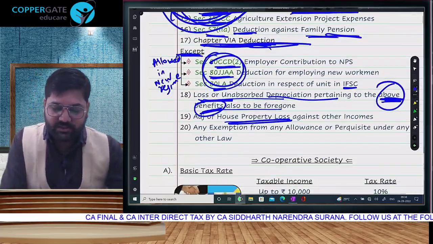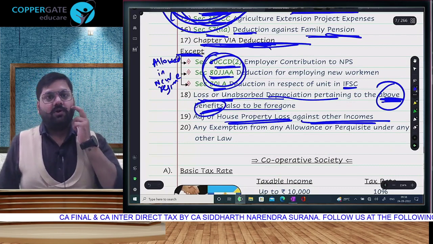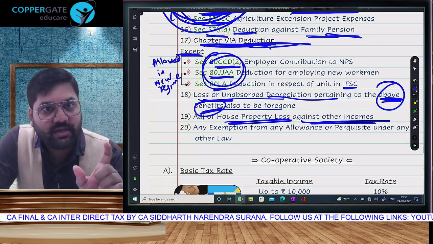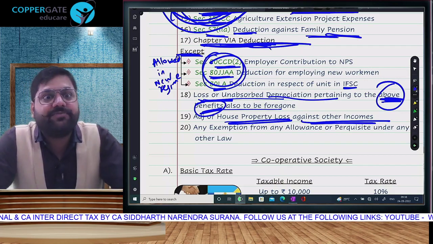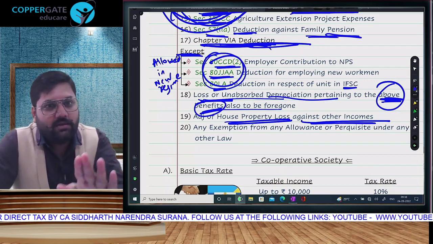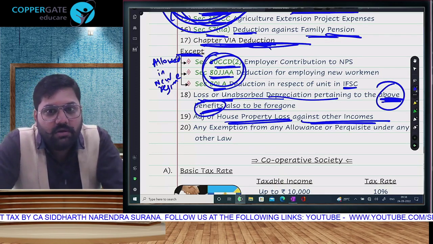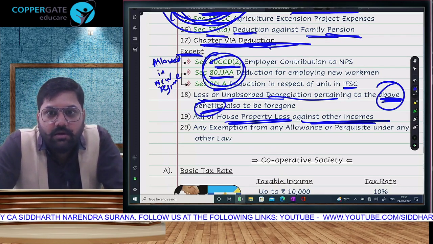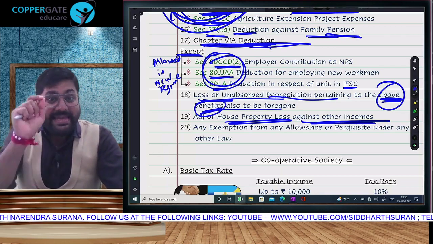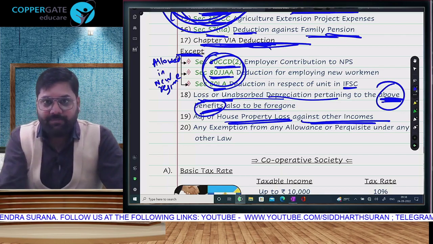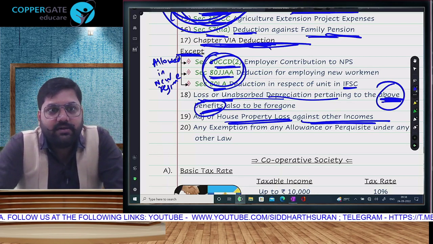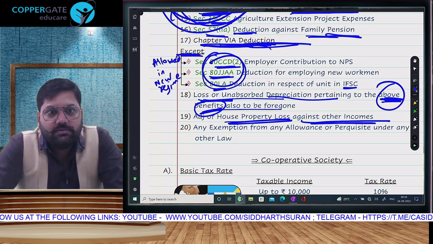That LOP का loss against other heads of income not allowed. Old regime में house property का loss against other heads of income is allowed in set off chapter. There is a threshold of 2 lakhs, but allowed है. Set off के chapter में we will learn the threshold. Allowed है. But in new regime, house property loss cannot be, will not be allowed to be adjusted against other incomes. Not allowed.